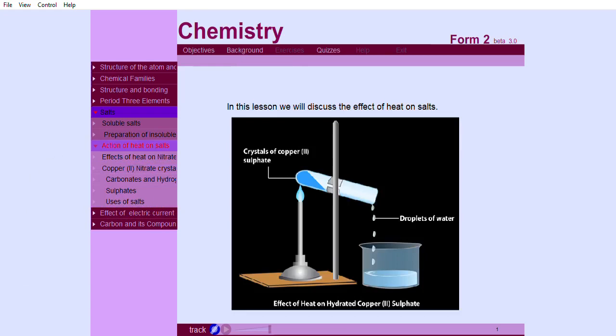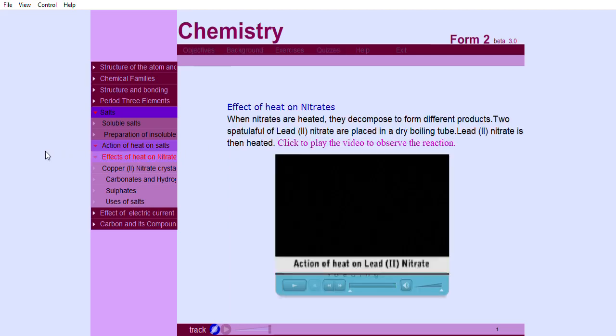In this lesson, we will discuss the effect of heat on salts. When nitrates are heated, they decompose to form different products. 2 spatulafuls of lead-2 nitrate are placed in a dry boiling tube. Lead-2 nitrate is then heated.